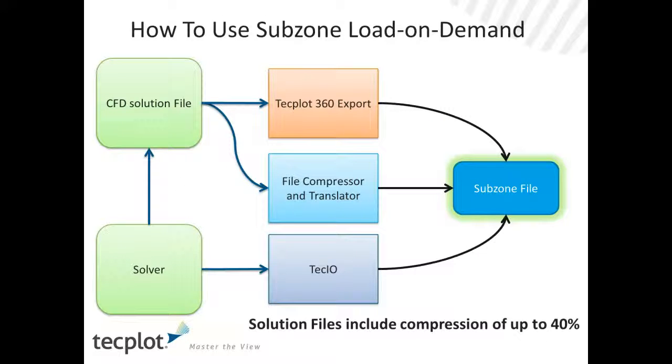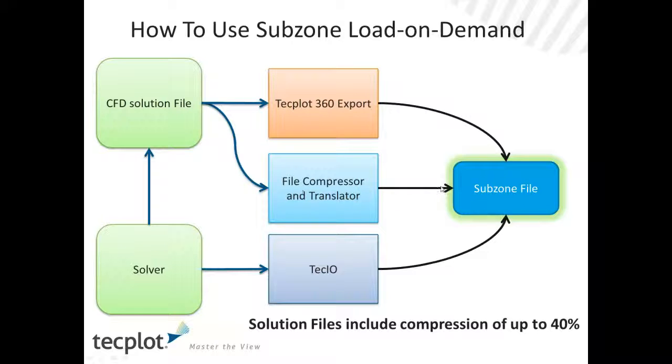So how this works, and again, we're going to go through this somewhat quickly, but in principle, one has a CFD solution file that either came from a solver, or your solver may use the Tech.io library we provide, which is freely available to anyone, to write out this new file. Or you can use Tecplot 360 to import the file and export it as a Subzone file. Or we'll have a compressor and translator, which would take a solution, compress it by up to 40%, and write it out in this new file.